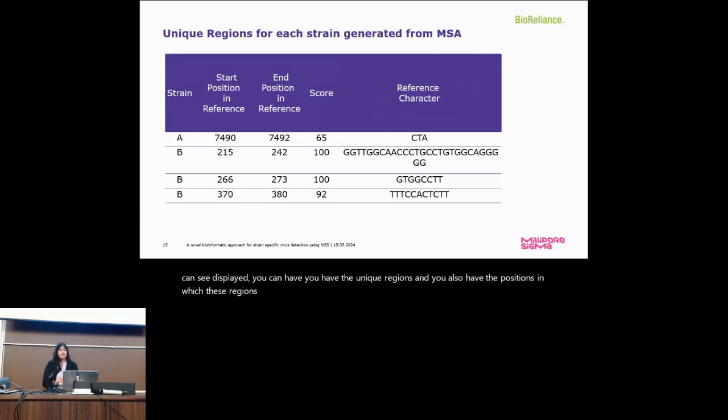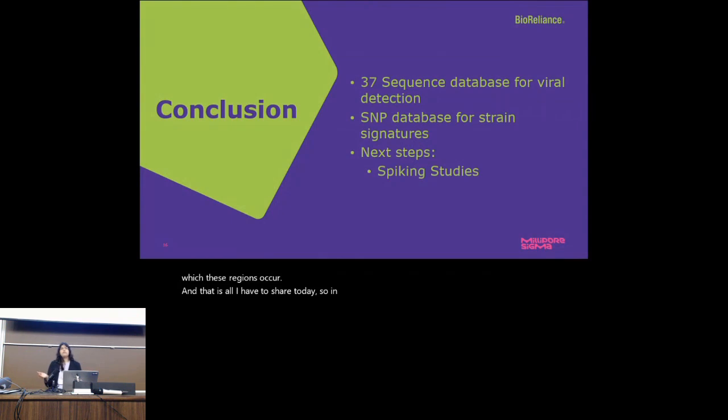And that is all I have to share today. So in conclusion, we were able to create a 37 sequence database for viral detection, and we were also able to develop a method in which we would use this database to detect ALV at low levels in chicken cells. And we also developed a SNP database as well as a database of unique regions for ALV that are used as strain signatures.